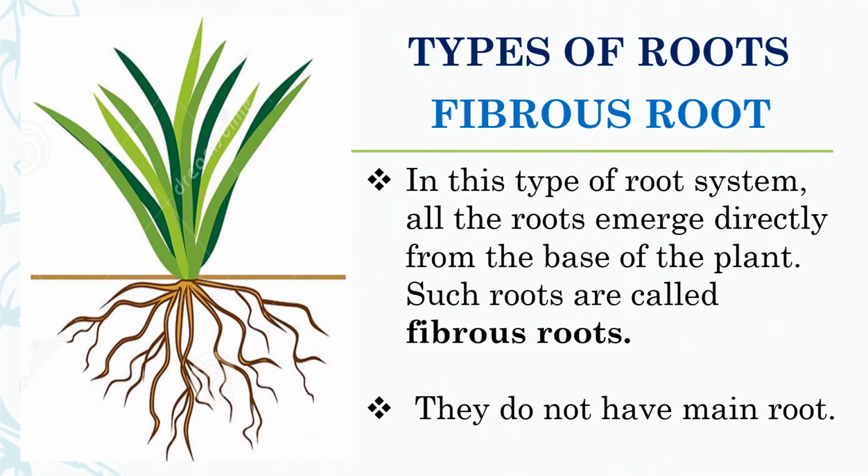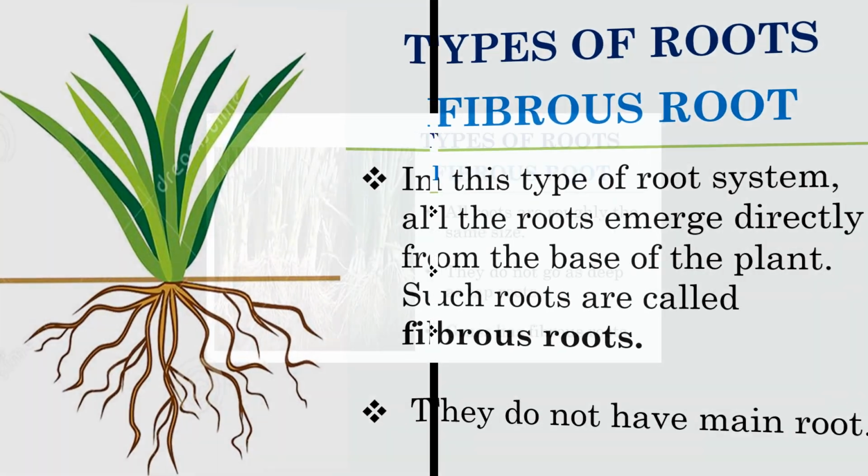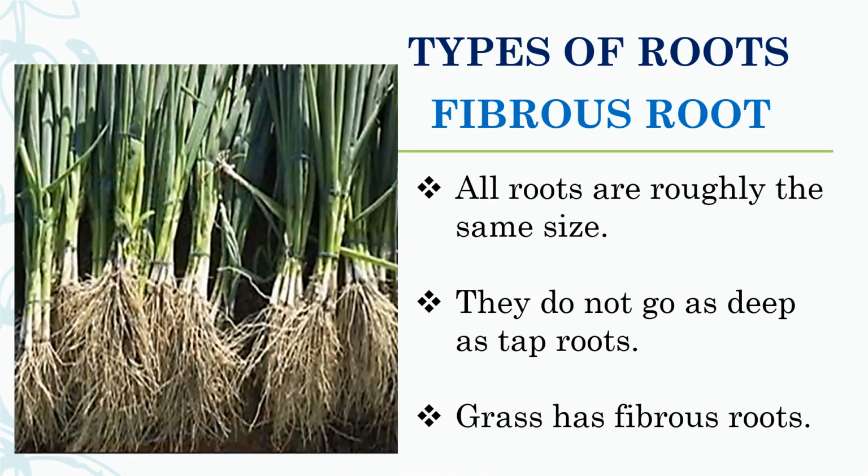Types of roots. Fibrous root. In this type of root system, all the roots emerge directly from the base of the plant. Such roots are called fibrous roots. They do not have a main root. All the roots are roughly the same size. They do not go as deep as taproots. Grass has fibrous roots.